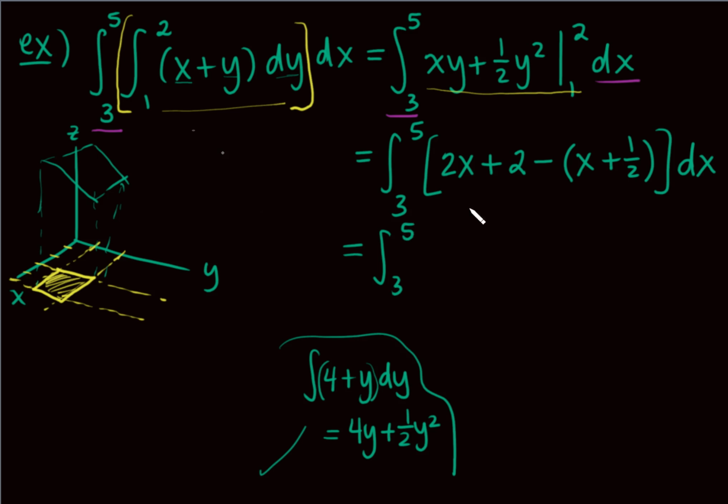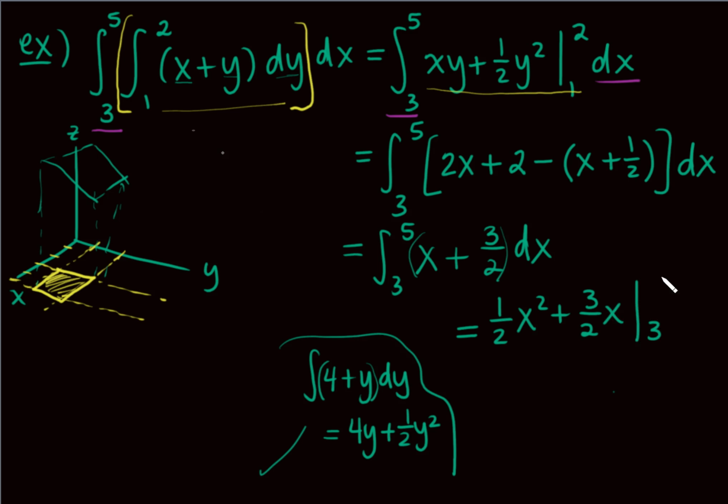We get 3 to 5. 2x minus x is x. 2 minus 1/2 is 3/2 dx. And now I just have a pretty simple integral with respect to only one variable, which is good. So I have 1/2 x squared plus 3/2 x evaluated from 3 to 5. So we know how to do this.